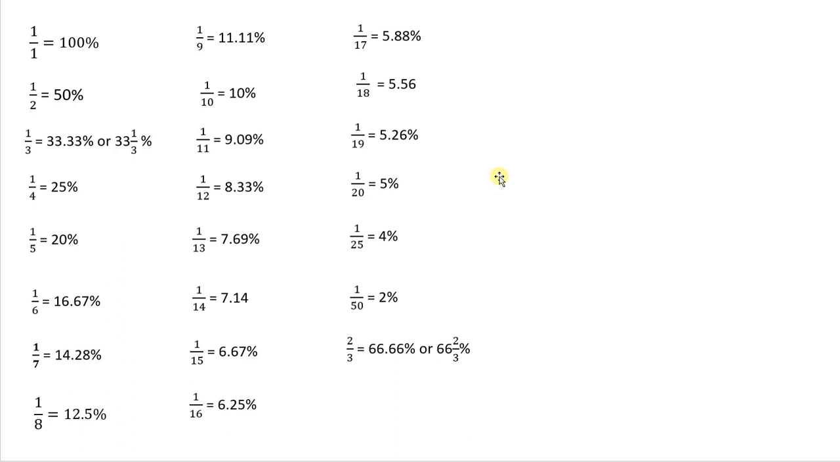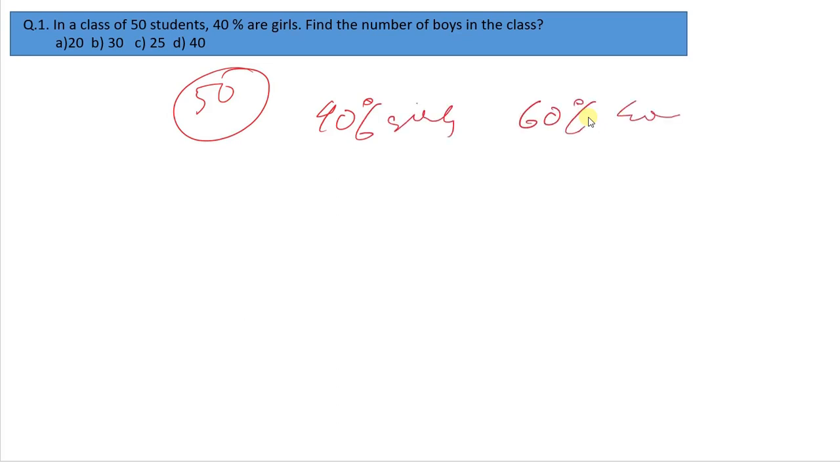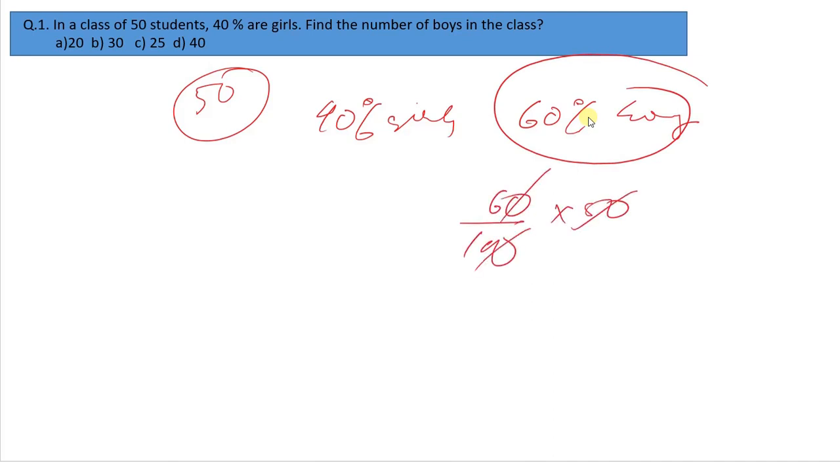Now let's discuss some simple and basic questions on percentage and fraction. In the first question we have, in a class of 50 students, 40% are girls, find the number of boys in the class. In a class of 50 students, if 40% are girls, then obviously 60% will be the boys. So the number of boys is 60% of 50. Cancelling zeros, 6 fives are 30. 30 students will be boys. So option B is correct.